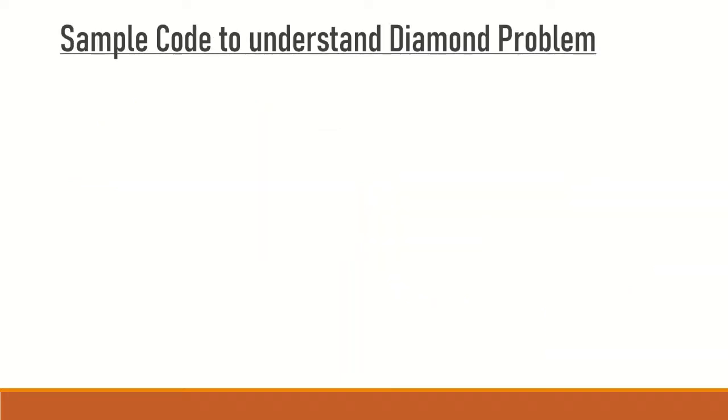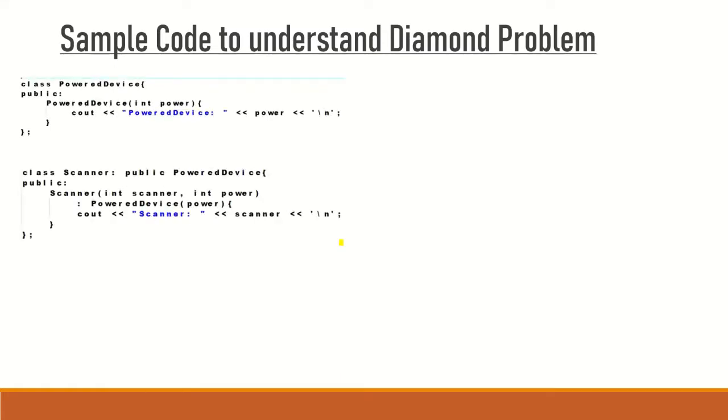Okay, let's move further and check the sample code to understand the diamond problem. These are the classes we have here, very simple classes that we have designed. The power device class has a constructor. And the scanner device class is doing what? It is inheriting the power device class using the public mode. The scanner class also has a simple constructor, and we are calling the power device class constructor from the scanner device class.